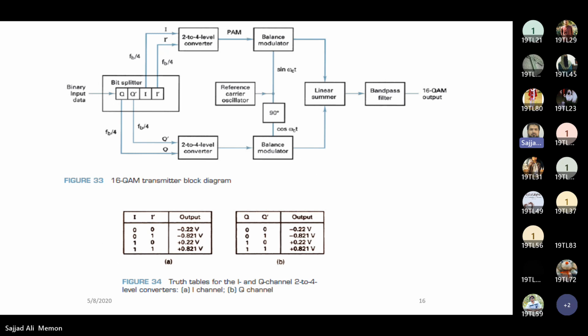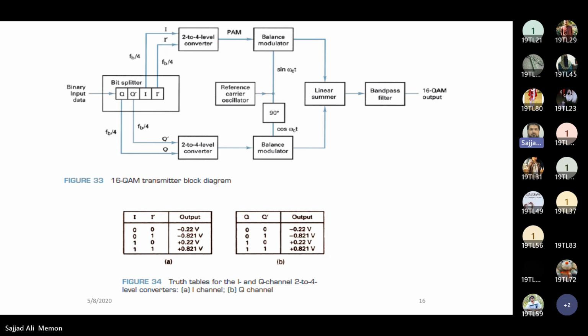So that is here figure 33, where you can see we now have 4 channels: I, I dash, Q, Q dash. The binary input data rate is fb, which will be divided into fb by 4. So each channel will have a data rate of fb by 4. That will go to the 2 to 4 level converter.